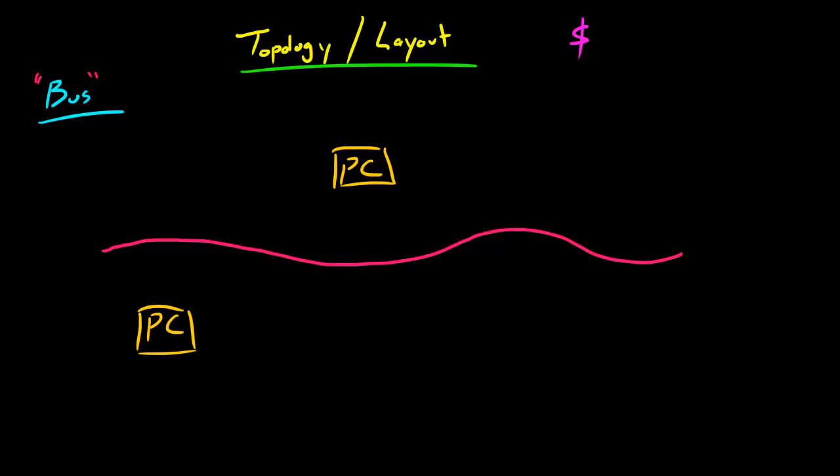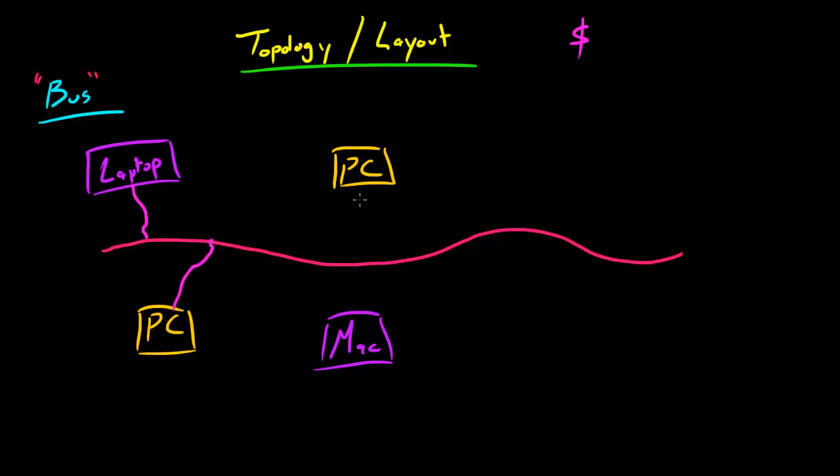and let me pick a new color. Maybe we have a MacBook, or iMac, whatever, and a laptop over here. So basically all of these things are going to be connected to the main backbone, or the main chain. Now, of course, since this is computer networking, we might as well throw in a server. We'll say that this is an office, or a home or something like that. And we'll also put a printer in here. Why not?